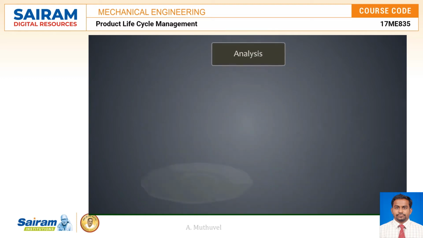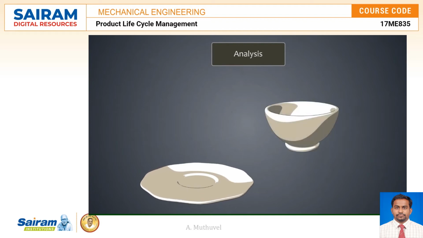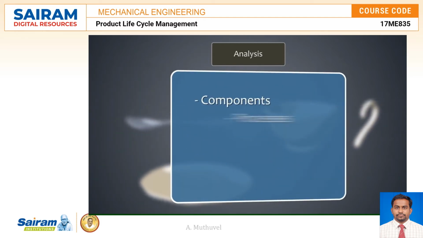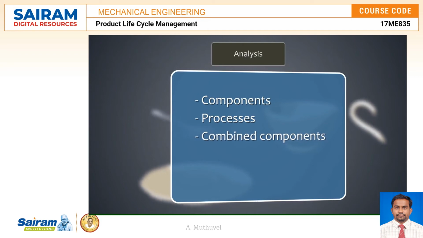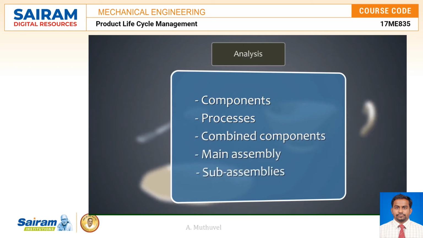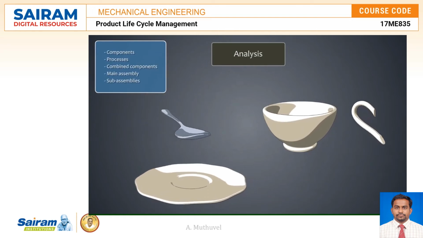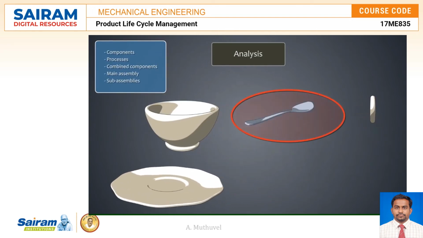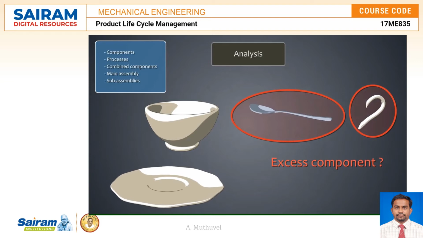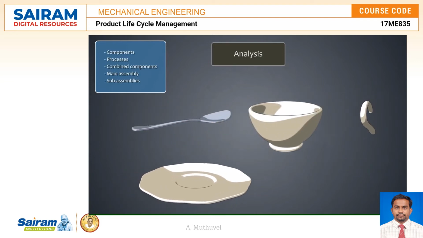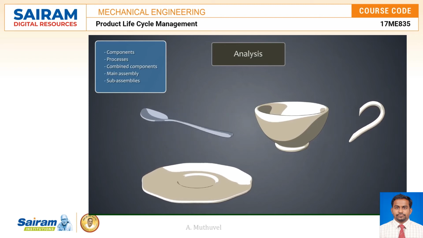During analysis, we assemble the product piece by piece on paper to build an assembly diagram. An assembly diagram consists of five different types of objects: components, processes, combined components, the main assembly, and sub-assemblies. The goal of analysis is to uncover at this early stage any excess components or processes which may exist. A component is made up of a single piece and is supplied as is for assembly.